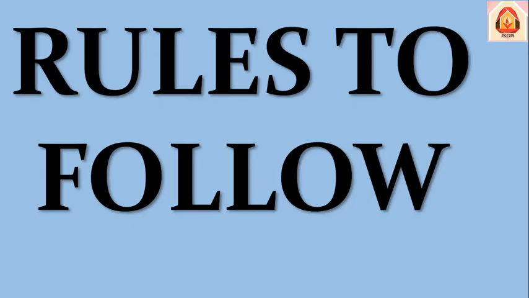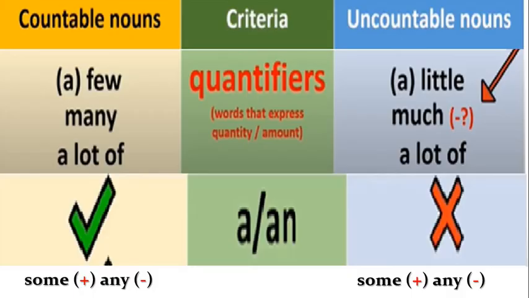There are some rules to follow about which quantifier can be used with which type of noun. Here are some rules. Let us study those rules. Quantifier few or a few is used with countable nouns. Little or a little is used with uncountable nouns. Quantifier many is used with countable nouns. Quantifier much is used with uncountable nouns. Quantifier a lot of can be used with a countable or an uncountable noun.